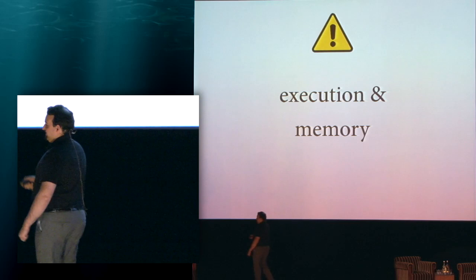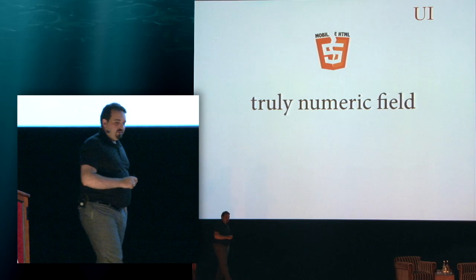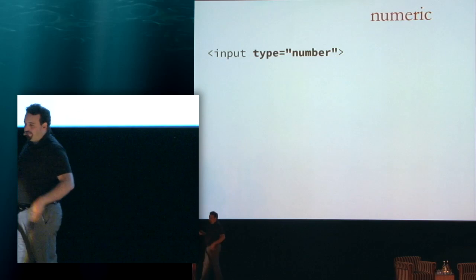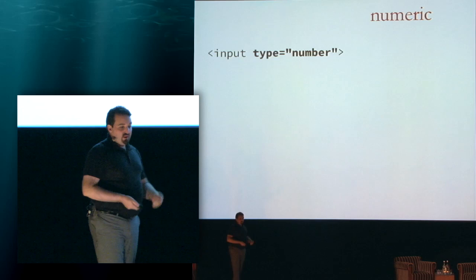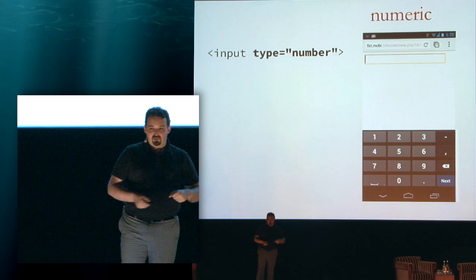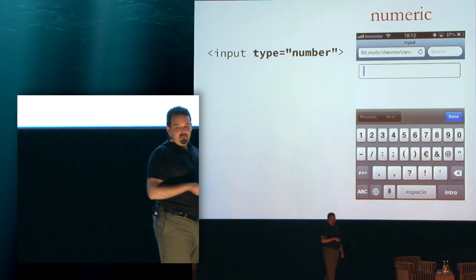The next one is really quick: truly numeric fill. What is this? I'm pretty sure you all know about input type number. On, let's say, Windows Phone, BlackBerry 10, or Android, we are getting a nice numeric keyboard. But on iOS, we are getting a numeric keyboard, but I can switch to alphanumeric.